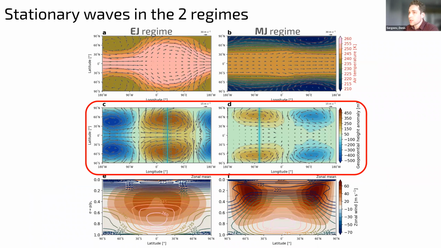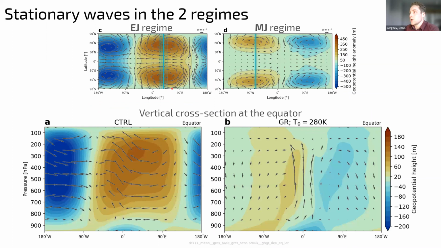So, as I said, the key difference, dynamically speaking, between these two regimes is the pattern of stationary waves. And these are readily seen in this field of geopotential height anomalies. So this is just the deviation from the zonal mean, both in terms of geopotential height and wind velocity shown by quivers. We can also look at this field in the vertical. So this is a vertical cross-section along the equator. In the middle we have the substellar point, and it goes from the antistellar back to antistellar. And you can see that the response in the stationary waves is very different in these two circulation regimes.